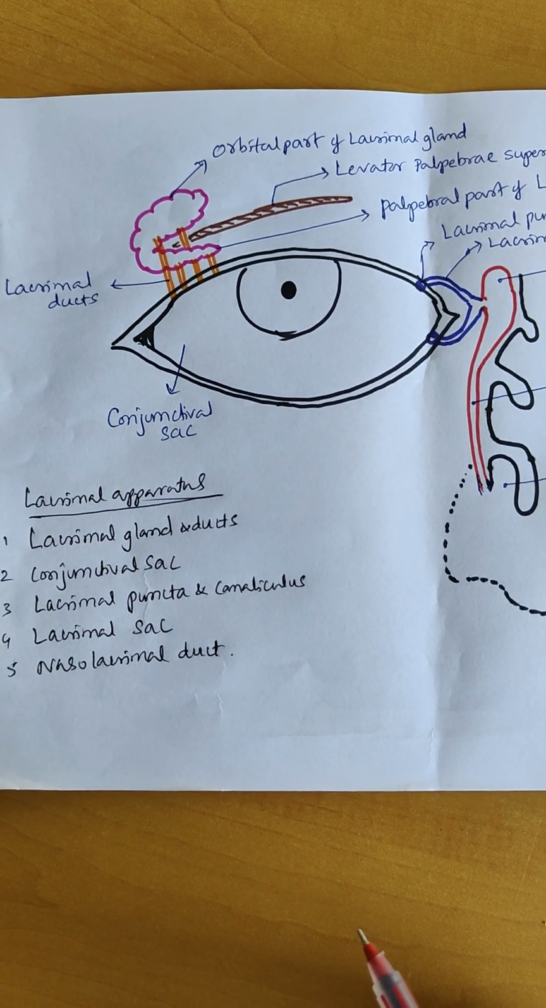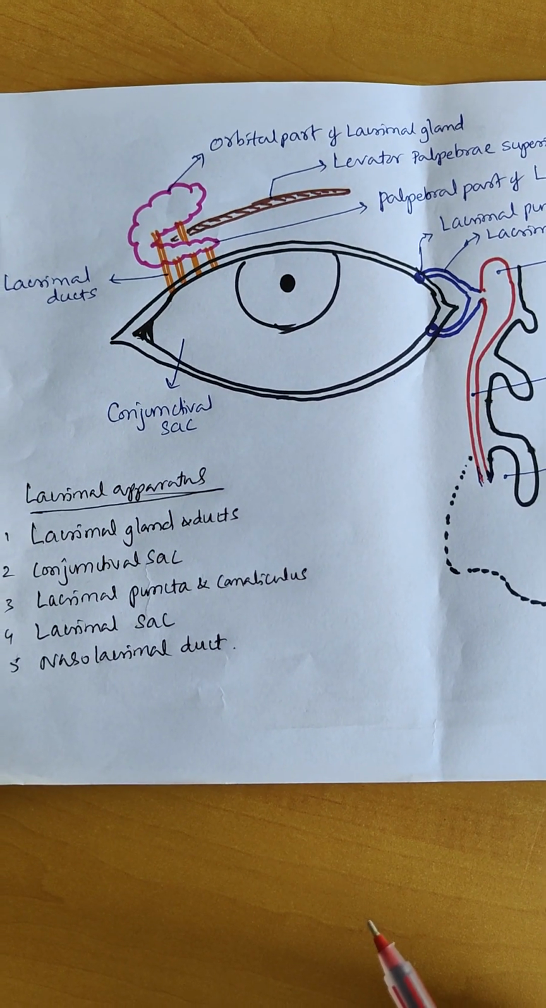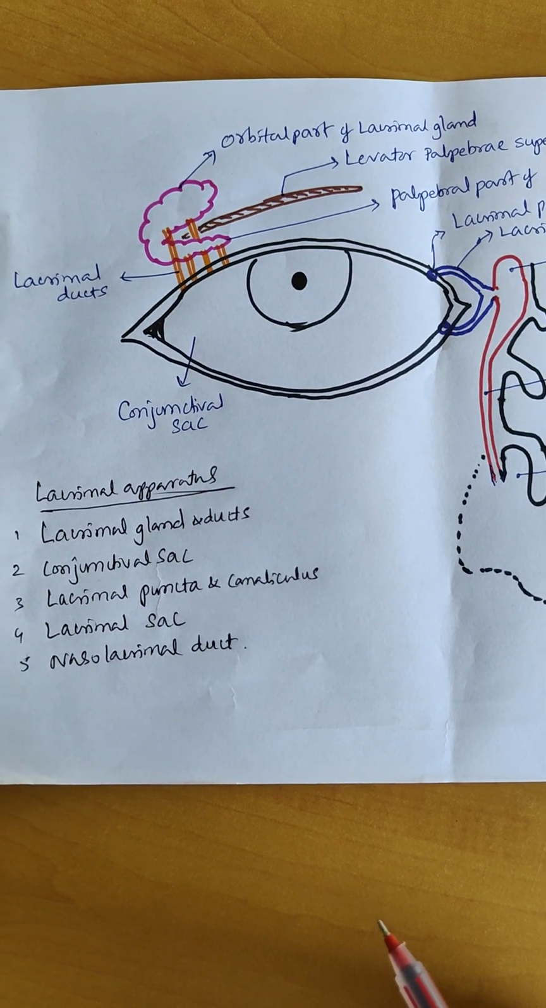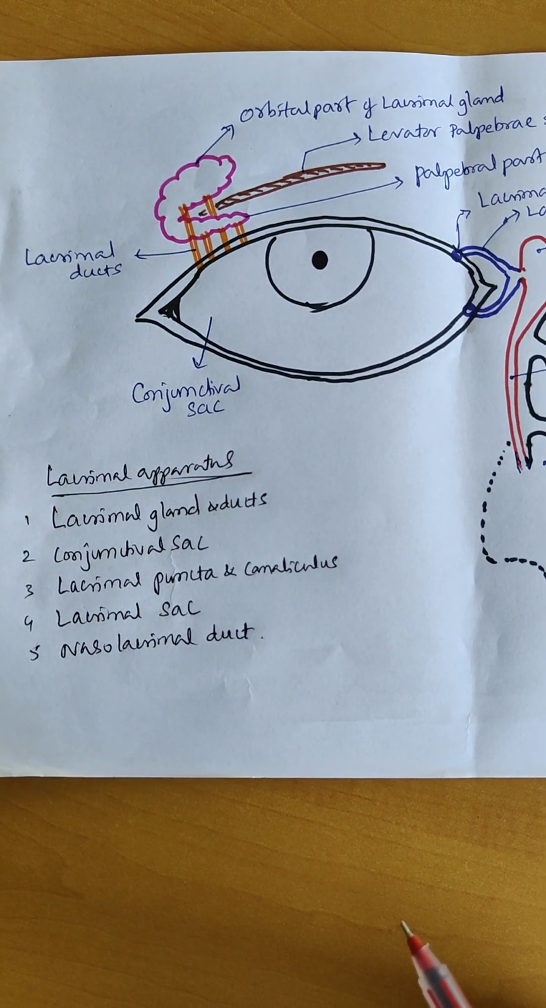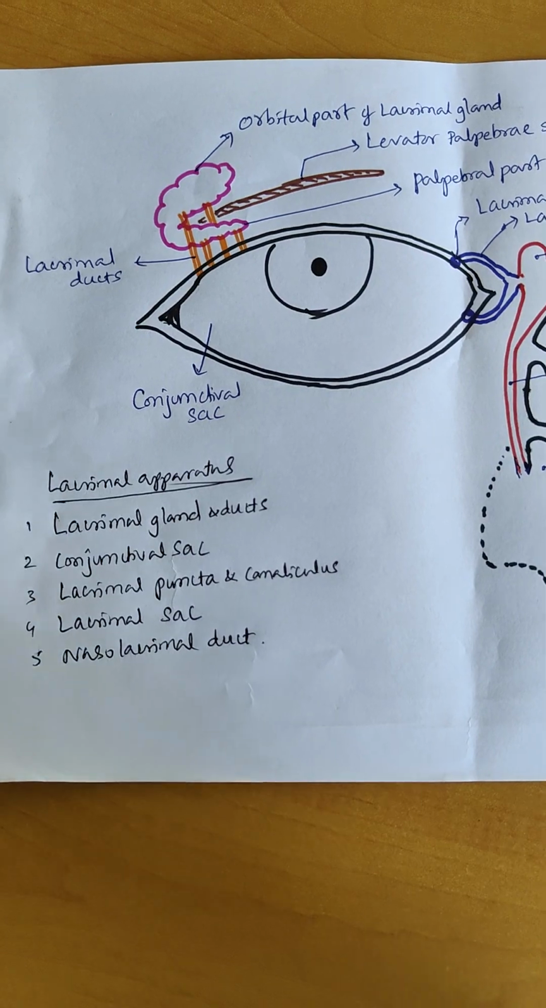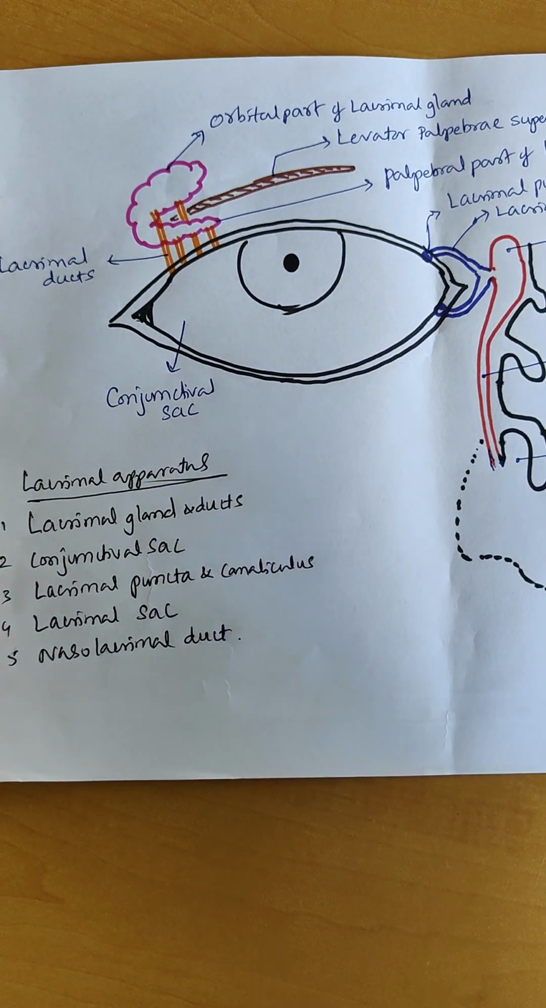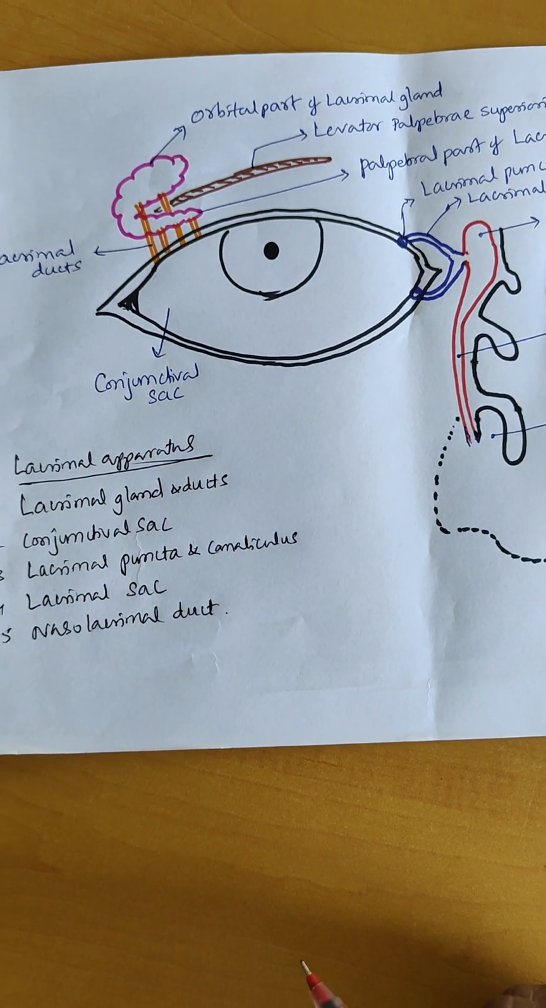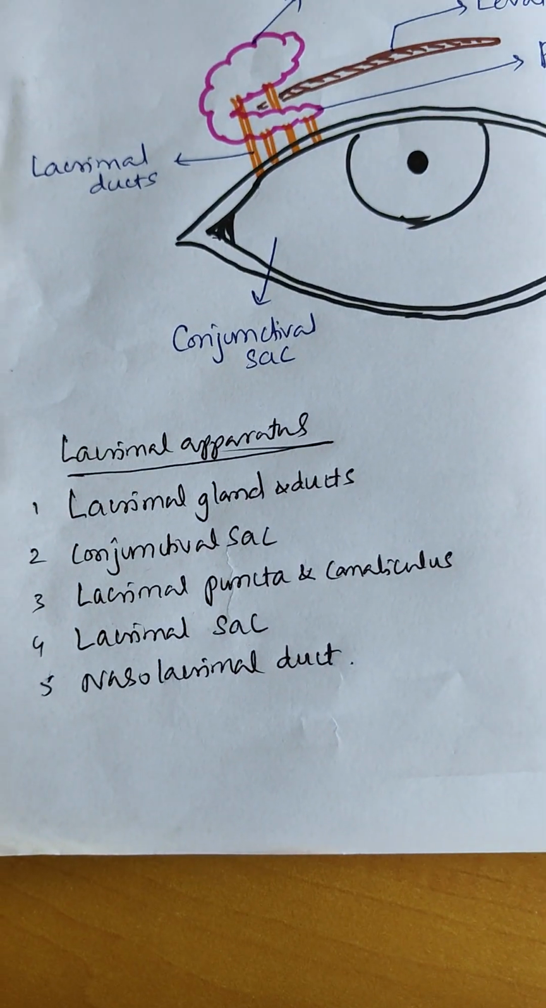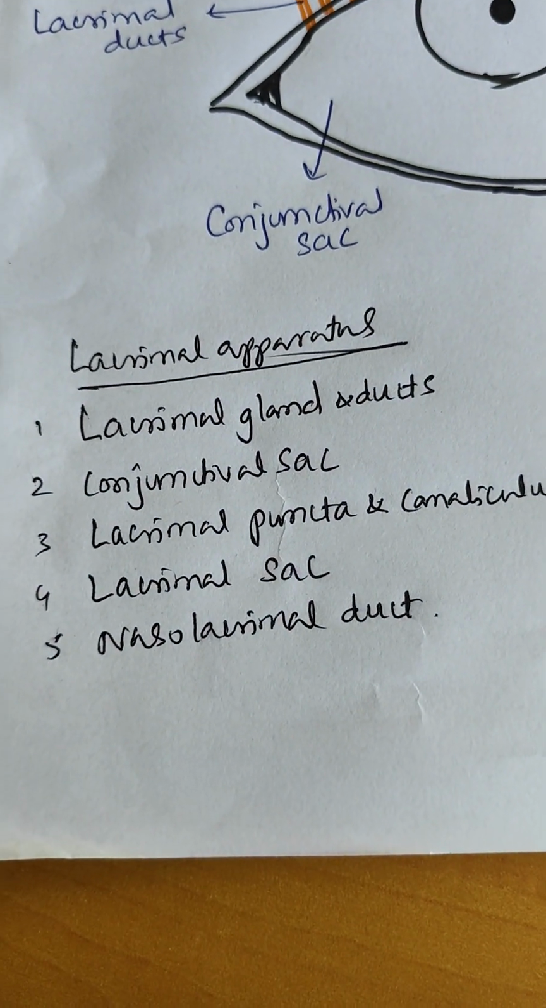Today, let us learn a small but important concept, that is the lacrimal apparatus. The pathway of how the lacrimal secretion, or what you call tears, are produced and how they are drained. This lacrimal apparatus consists of all these things.